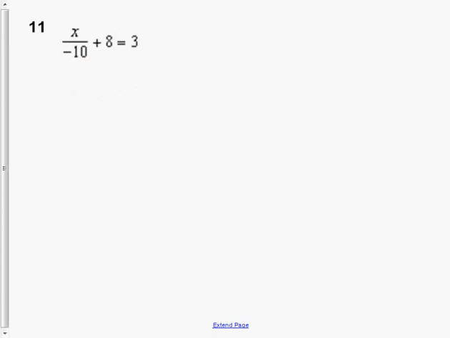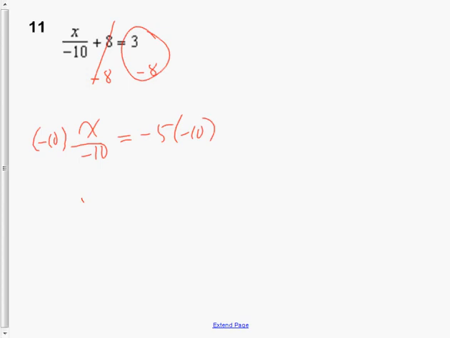Question 11 is algebra. Slightly easier. I'm going to subtract 8 from both sides to get rid of my constant. I have a -10th of x is equal to the sum of these two. 8 negatives and 3 positives will be 5 negatives. Multiply both sides by -10. And x will equal a +50.